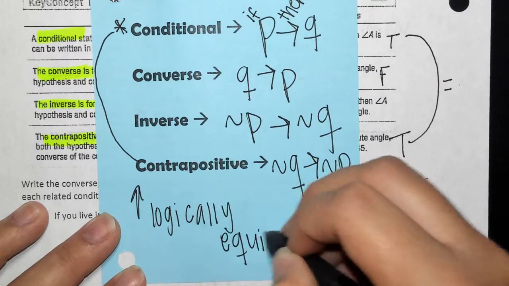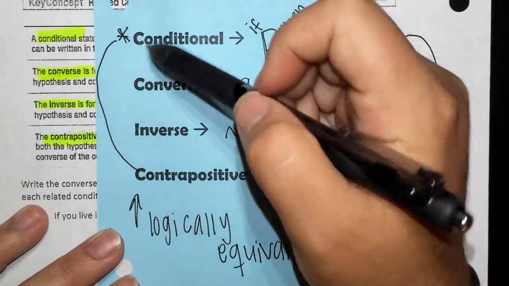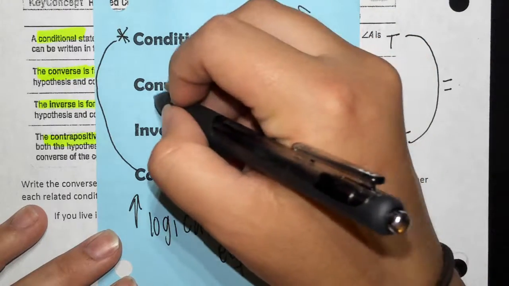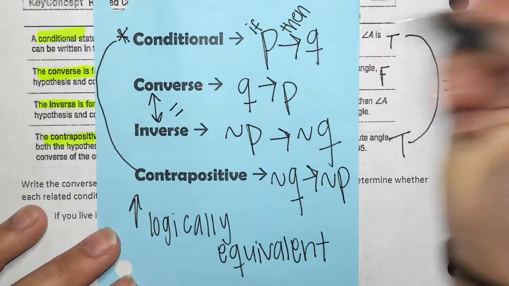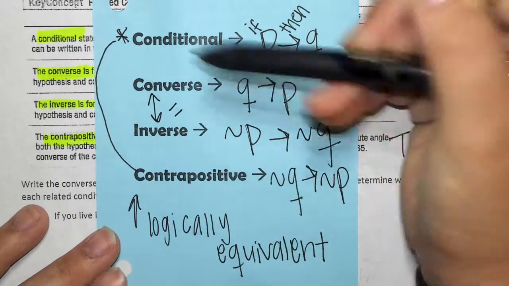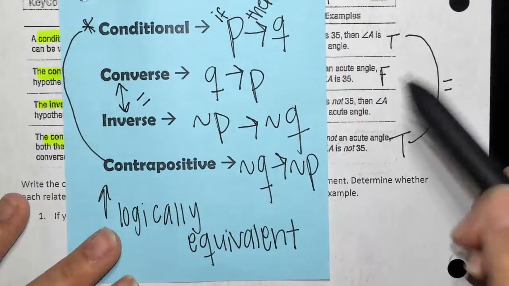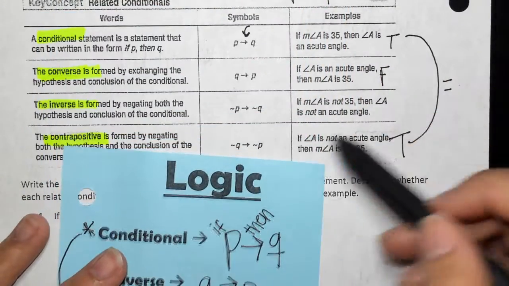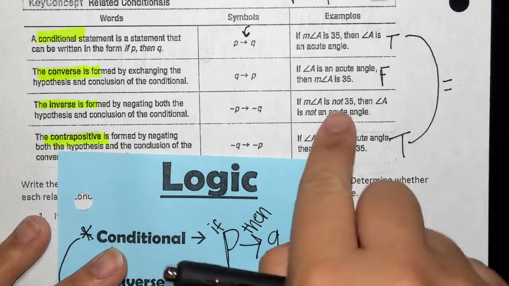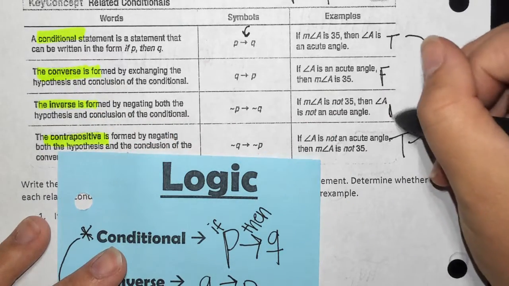Okay? Well, here's the problem. If you put a star beside them, conditional and contrapositive are always the same, and guess what these two are always? These are also the same. So conditional and contrapositive are logically equivalent, and the converse and the inverse are logically equivalent. So over here on our example, if the converse is false, I don't even have to read it. If the converse is false, the inverse is also false.